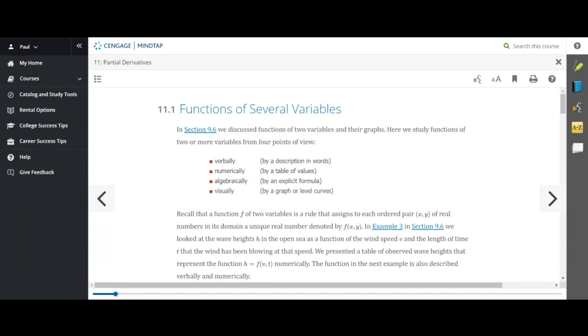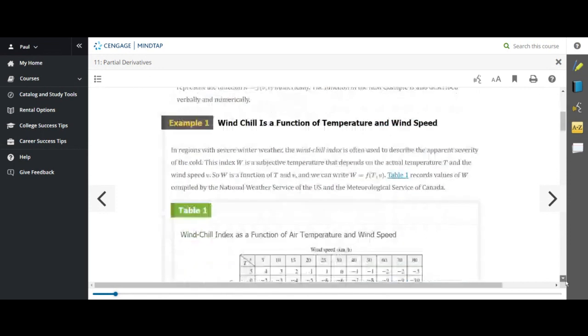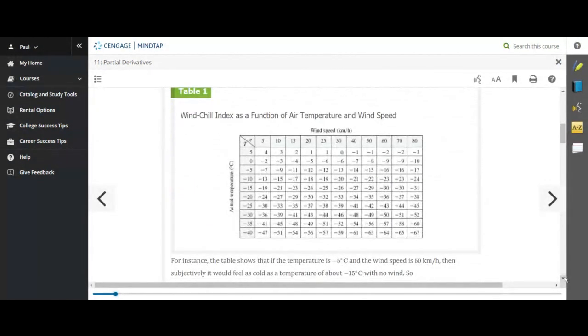So I think you've already seen functions of several variables. And one of the famous examples, I think you saw this in section 9.6. Let me see. Hold on. Yeah, well, no, in 9.6 you saw wave height as a function of speed and time. But another famous example is wind chill index as a function of air temperature and speed.